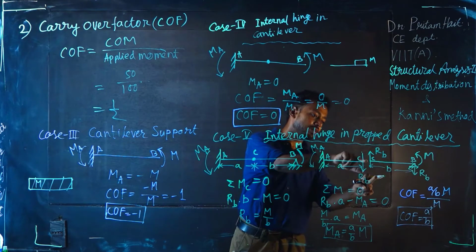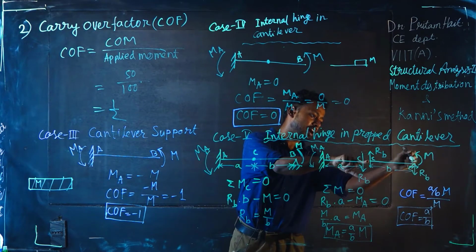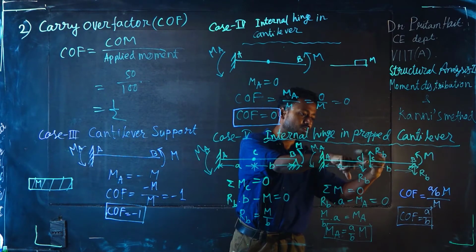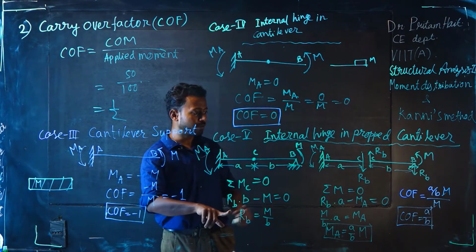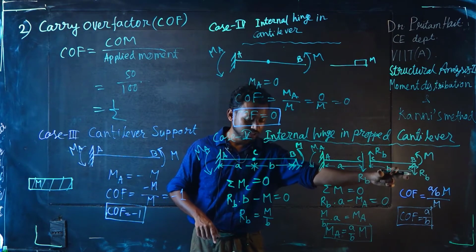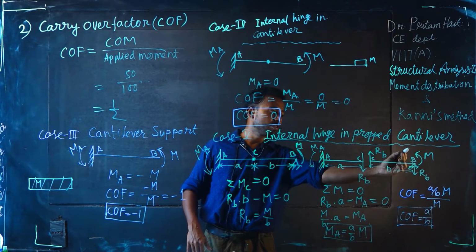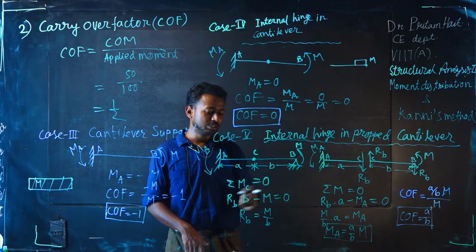I am taking the bending moment about C point. RB is working in the downward direction and this moment will be in clockwise direction. So positive RB into B, force into distance, minus M. Why is M minus? Because it is anti-clockwise. So minus M will be 0.